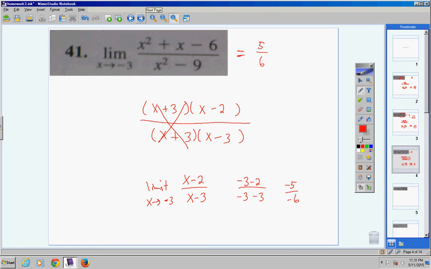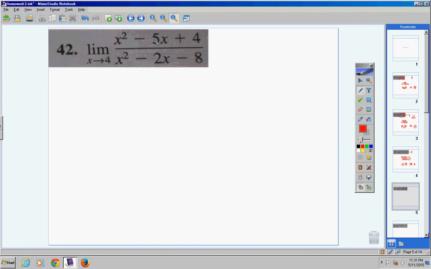Alright, moving on to 42. Okay, if I put a 4 in, I would get 16. Negative 4, I'd get a 0 here. 16, yep, I get a 0 here. So I can't use direct substitution or solve it analytically unless I first simplify this fraction, okay? Now notice I always try, students, to substitute this number in first if I can, okay? But it didn't work.